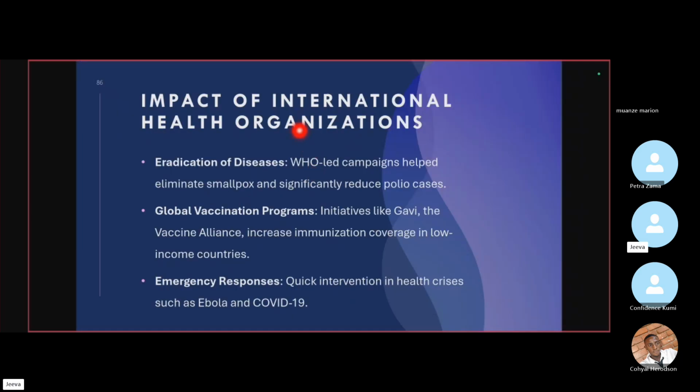Understood what are the impacts of the various international health organizations? It helps in the eradication of disease. It helps in the global vaccination program, which can increase the immunization coverage in low income countries, and helps in the emergency responses where quick intervention in health crises is required.